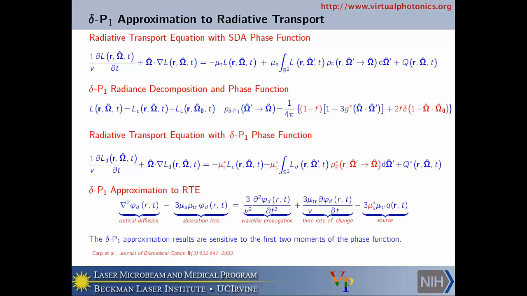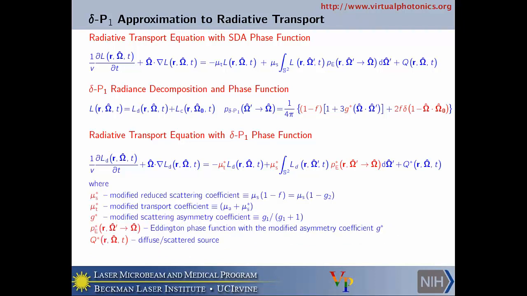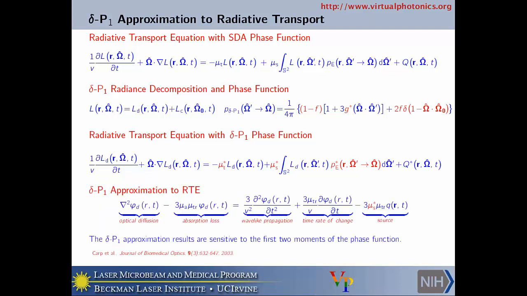And the other thing we see is that we have the appearance of both mu s prime, which appears in mu tr, and mu s star. And remember, mu s star is related to the second moment of the phase function. So this modified approximation actually gives results that are sensitive to the first two moments of the phase function.